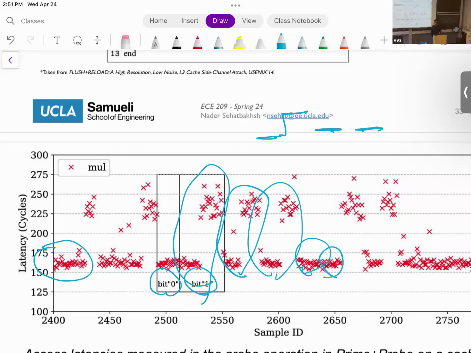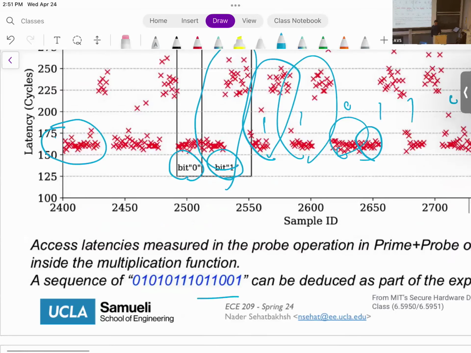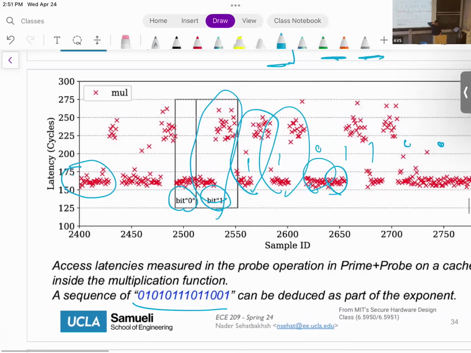Okay, so it's kind of like this. So this would be 1, 1, 0, 1, 1, 0, 0, and so on and so forth. So you actually can see the exact pattern based on the pattern that you're seeing here. Okay, and this is from a real system. As you can see, it's not exactly the same all the time. It's a little bit noisy, but if you do it enough times, you can actually get the average behavior of the system. Okay.